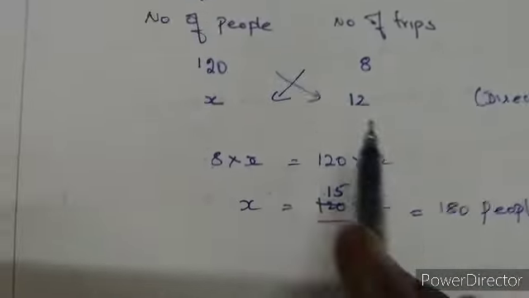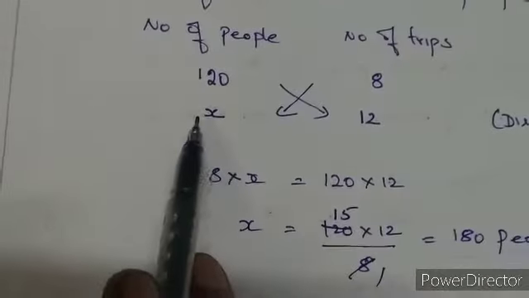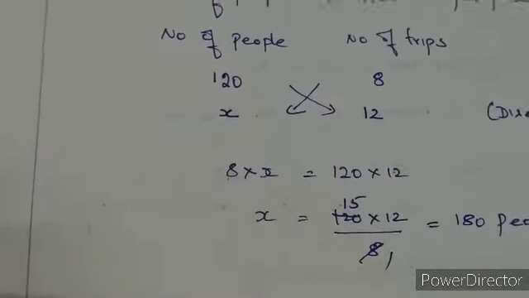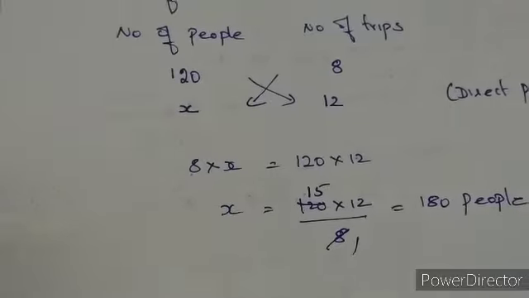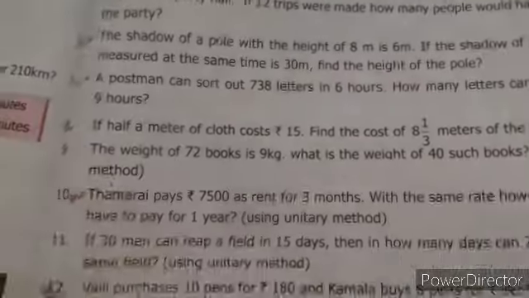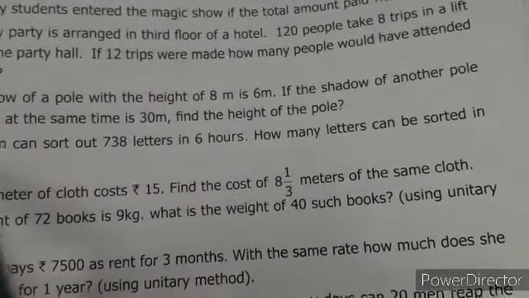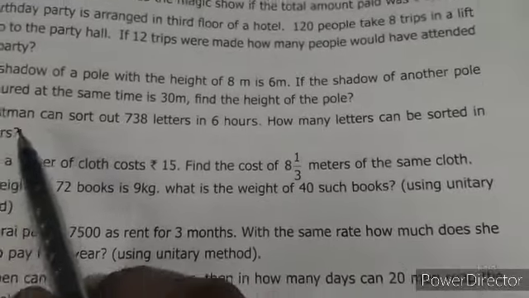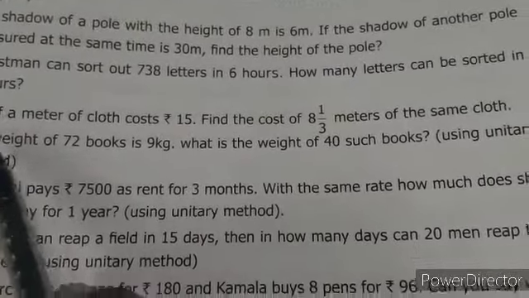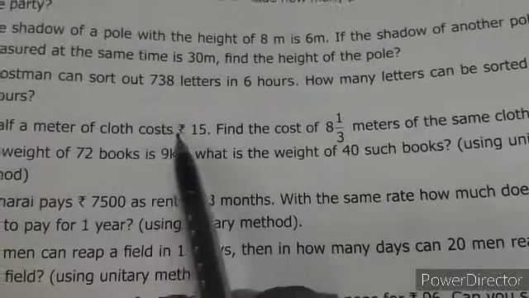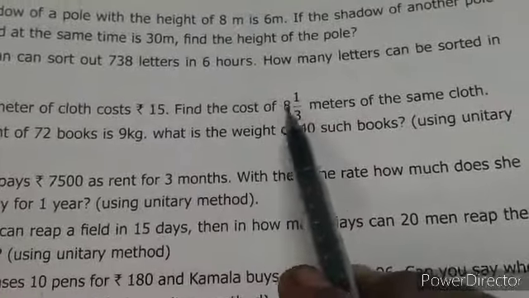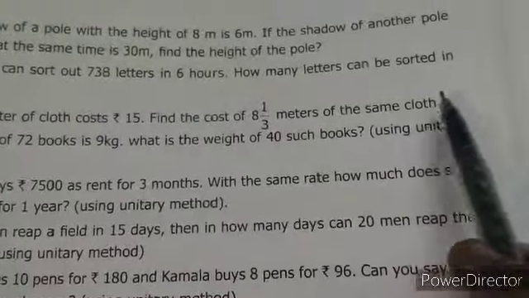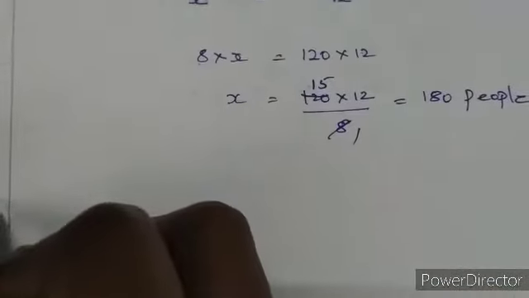So in 12 trips, the 180 people attend the party. Same like the fifth sum, you can try the sixth sum and seventh sum as a homework sum in the homework note. Okay, coming to the 8th one: half a meter of cloth costs rupees 15. Find the cost of 8 1/3 meters of the same cloth. Yes, we can try this sum in the classwork note.